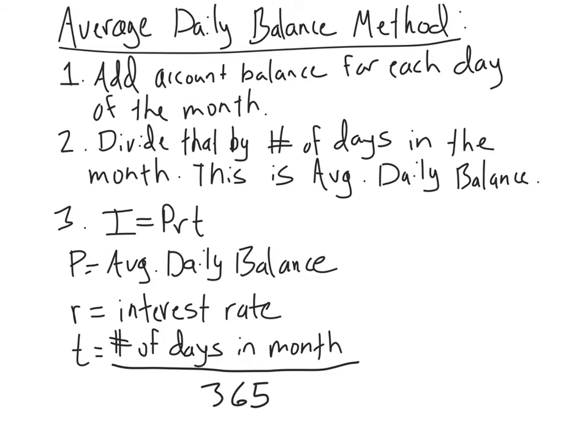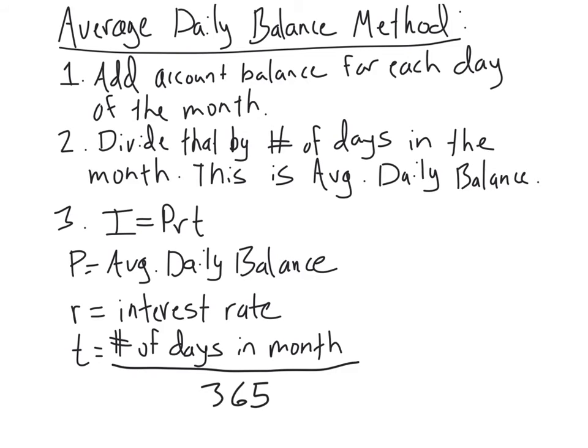So step 1 is just adding it all up. Step 2 is to divide that by the number of days in the month. Again, that's how you find an average. Add them all up, divide by how many there are. So that will now be your average daily balance. Then you just have to do a quick I equals PRT, just like the last method. P will be your average daily balance. R is still your interest rate.